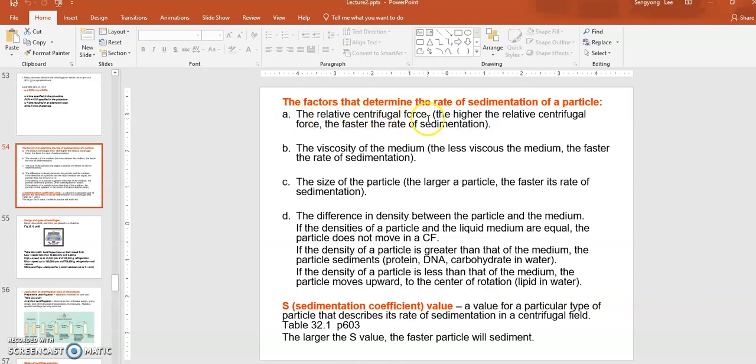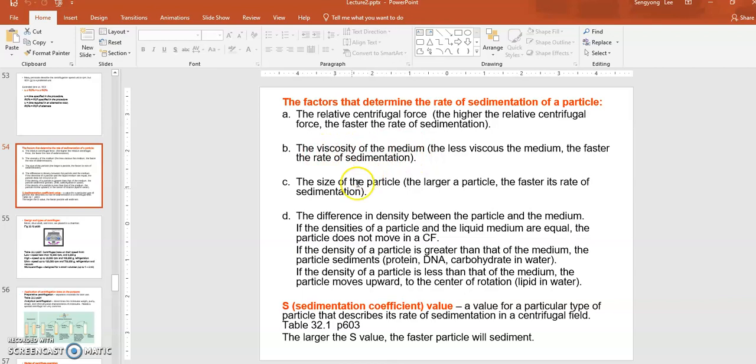The higher the force is, sedimentation will take place much faster. Number two, the viscosity of the medium. Viscosity means how dense the medium is that's holding your sample. There should be a difference in the viscosity between your target sample and the medium, the solvent. If there's no difference, you'll never get any pellet coming down. If there's a big difference in the viscosity between your target molecule and the solvent, the sedimentation will take place much faster.